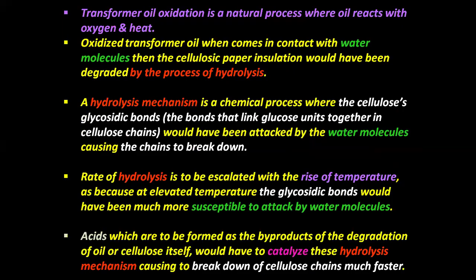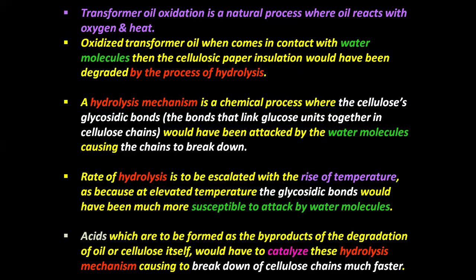Transformer oil oxidation is a natural process where oil reacts with oxygen and heat. When oxidized transformer oil comes in contact with water molecules, the cellulosic paper insulation gets degraded by the process of hydrolysis. In this chemical process, the cellulose's glycosidic bonds, the bonds that link glucose units together in cellulose chains, are attacked by the water molecules, causing the chains to break down.